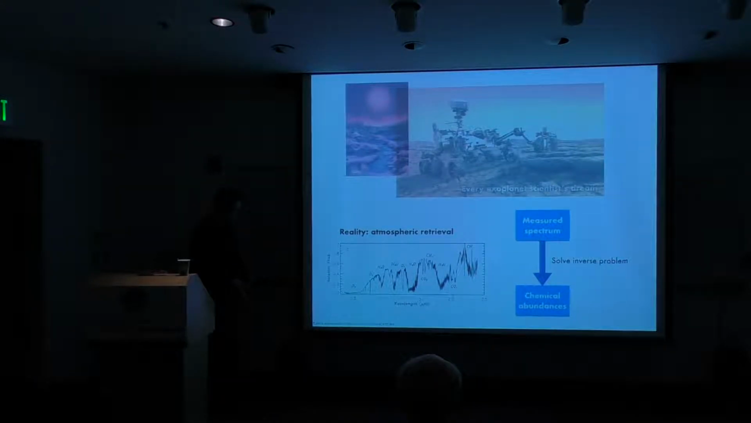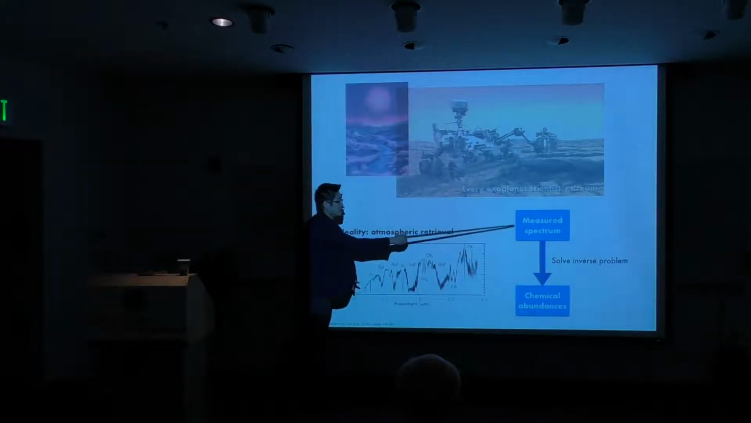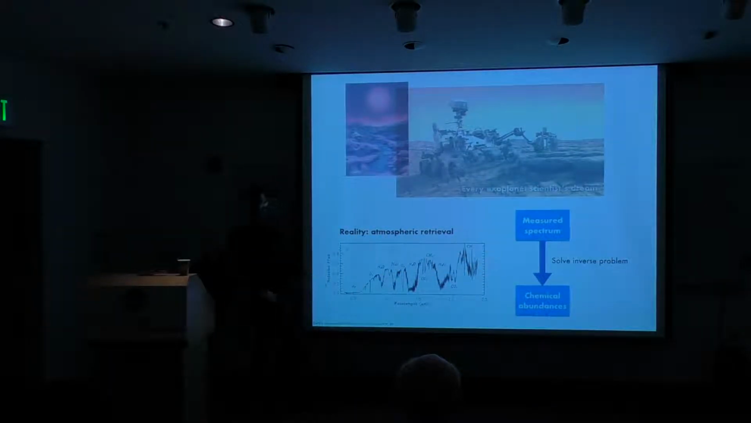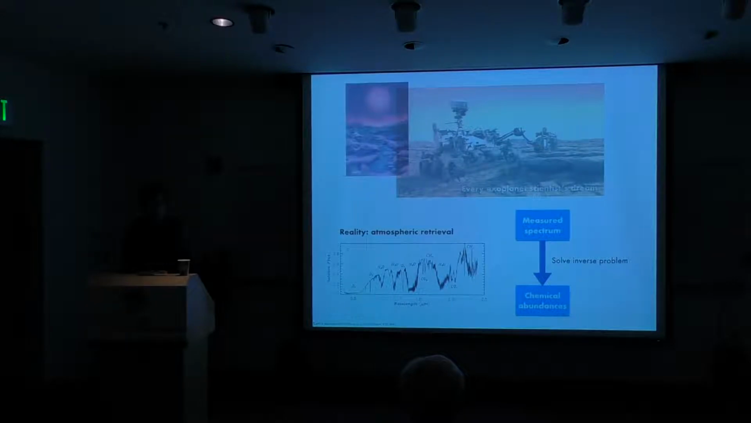I'm not going to spend any time describing how these guys measure this spectrum. If you're interested, look at this paper. But you're going to measure some spectrum, either emission or transmission spectrum. You're going to work very hard and interpret what these features are due to, which molecules. And to accomplish that, you need to solve the inverse problem, right? You need to go from the measured spectrum to chemical abundances and atmospheric properties and whatnot.